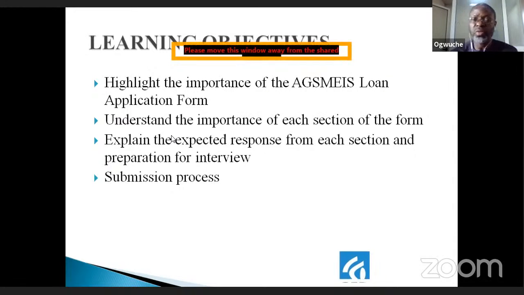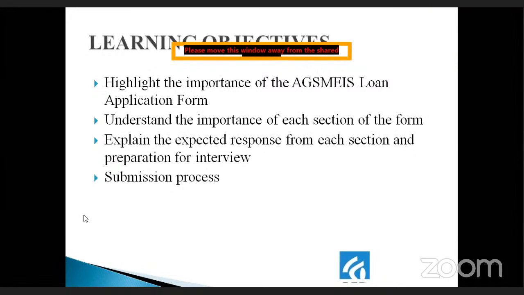And then finally, the submission process. There is a process to the submission. You don't just complete the form and forward. You have to submit it through an acceptable process. We'll be looking at all of that.